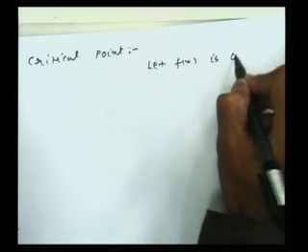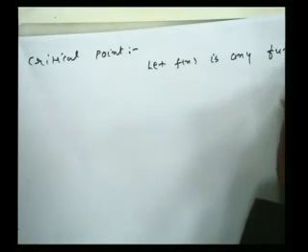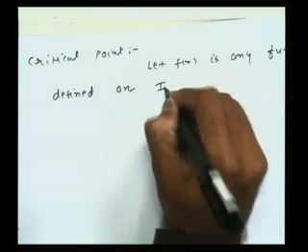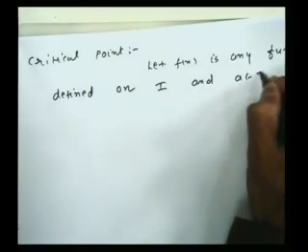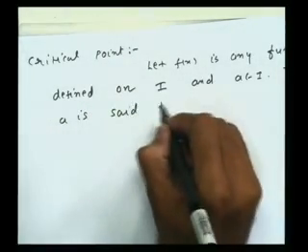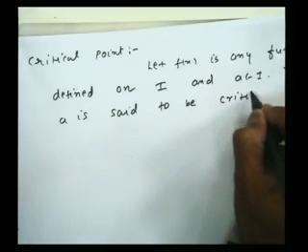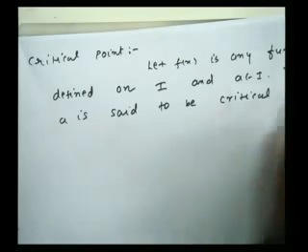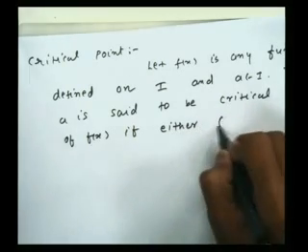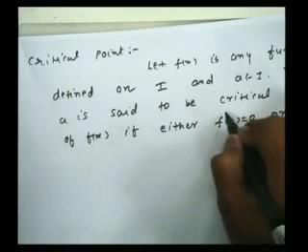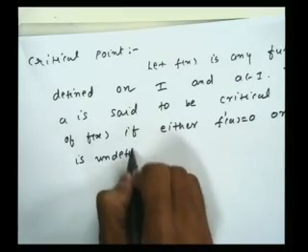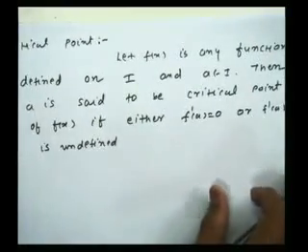Suppose f of x is any function defined on interval I and a belongs to I, then a is said to be a critical point of f of x if either f dash of a is equal to 0 or f dash of a is undefined.